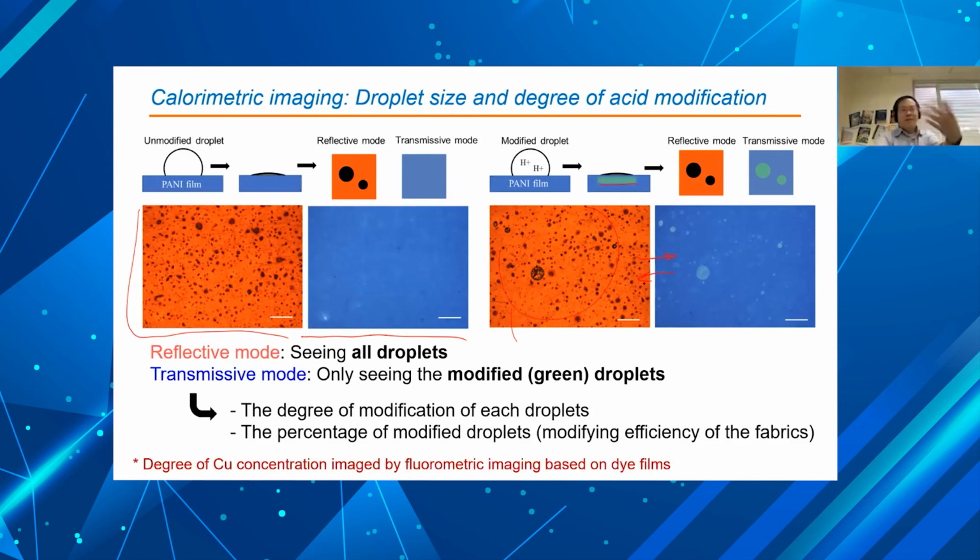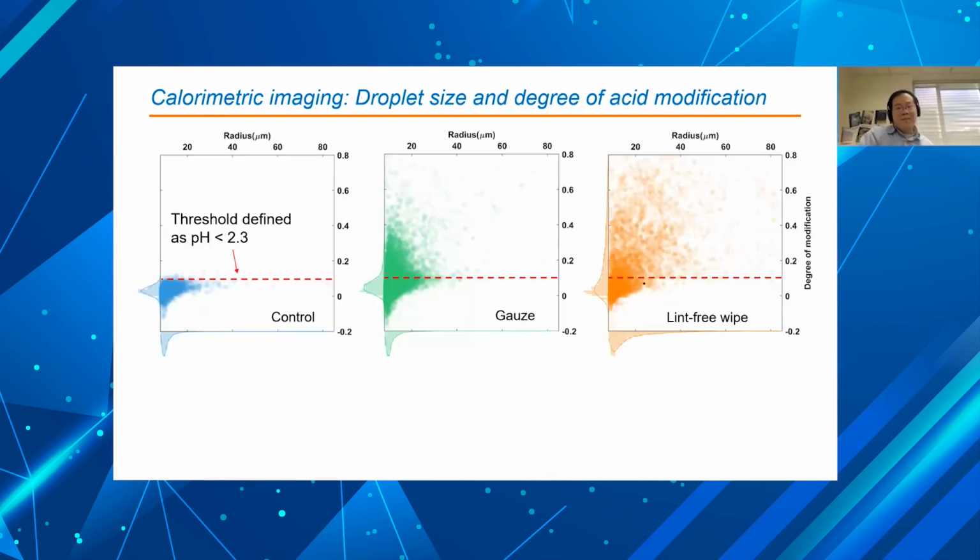Oh, by the way, this is for acid, but for copper concentration, we developed another imaging technique based on fluorometric imaging. That's specifically for copper. I'll skip that part, but let's take a look at the results. These diagrams represent a statistical analysis for many tens of thousands of droplets.